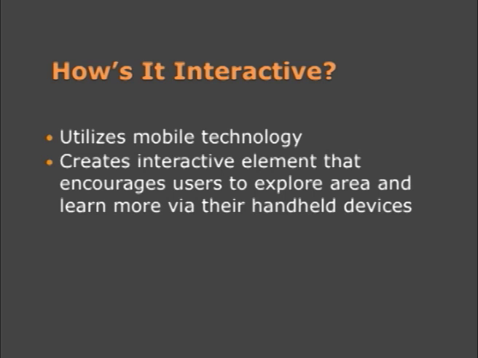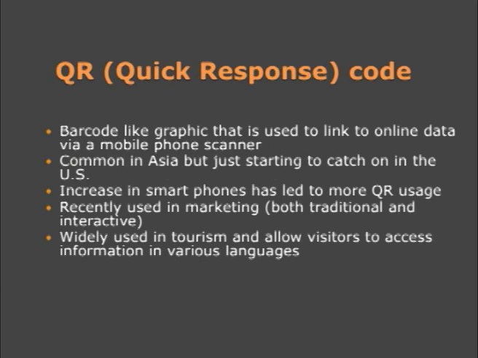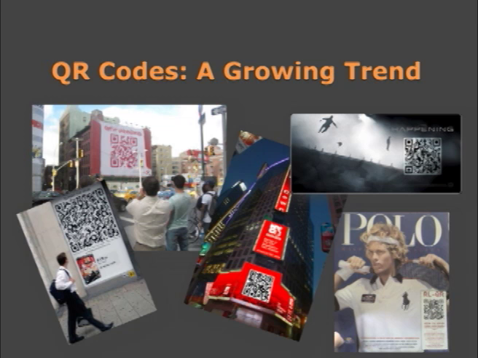QR codes, you can kind of read this yourself, but basically they're just a barcode-like graphic that can be used to link to online data. They were big in Asia, they still are, but they're just starting to catch on in the US, so we're seeing more and more of them used in marketing and also in tourism.